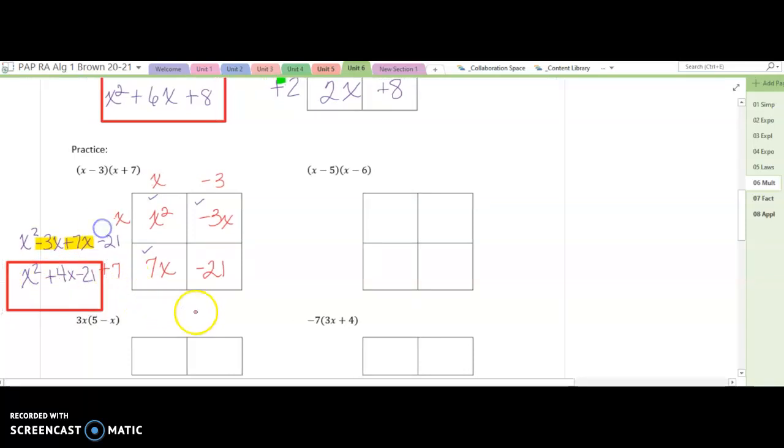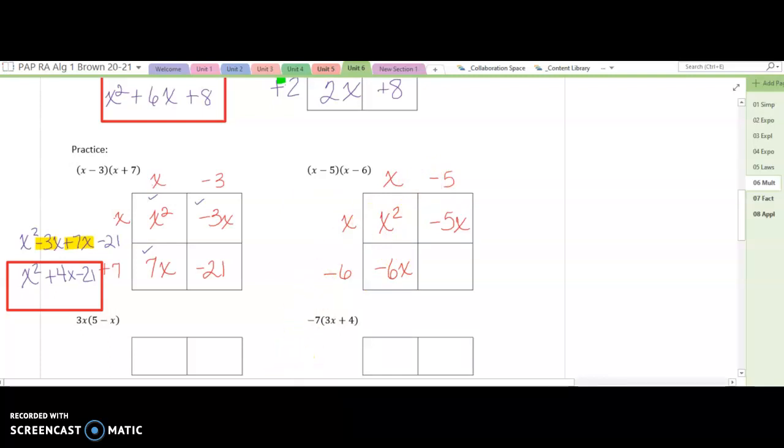Okay. All right, let's do this one over here. x minus 5 times x minus 6. Well, this x minus 5 is going to go up here. x minus 6 is going to go right here. All right, I have to multiply the x times the x. I get an x squared. I have a negative 5 times x. That's a negative 5x. I have a negative 6 times x. That's a negative 6x.